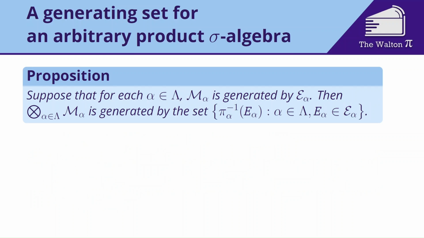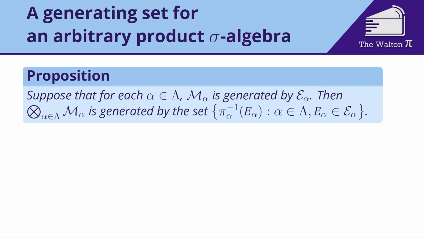Okay, so now suppose that for each alpha in our index set, M alpha is generated by E alpha. The E alphas here are elementary families, and this allows us to deal with something even if the product is over an uncountable set.